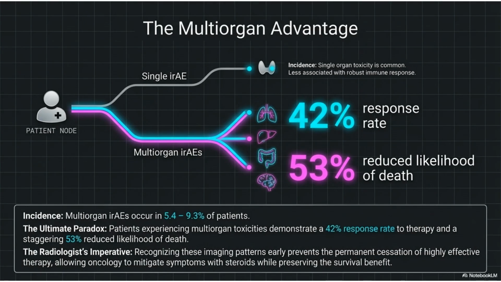While single-organ toxicity is common, multi-organ irAEs occur in 5.4 to 9.3% of patients. The paradox is that patients with multi-organ toxicities have a 42% response rate and a 53% reduced likelihood of death.